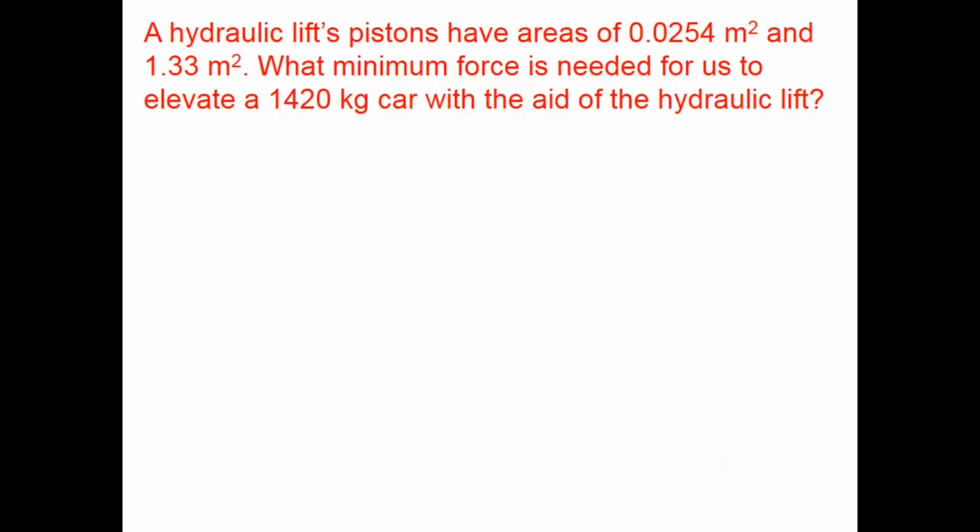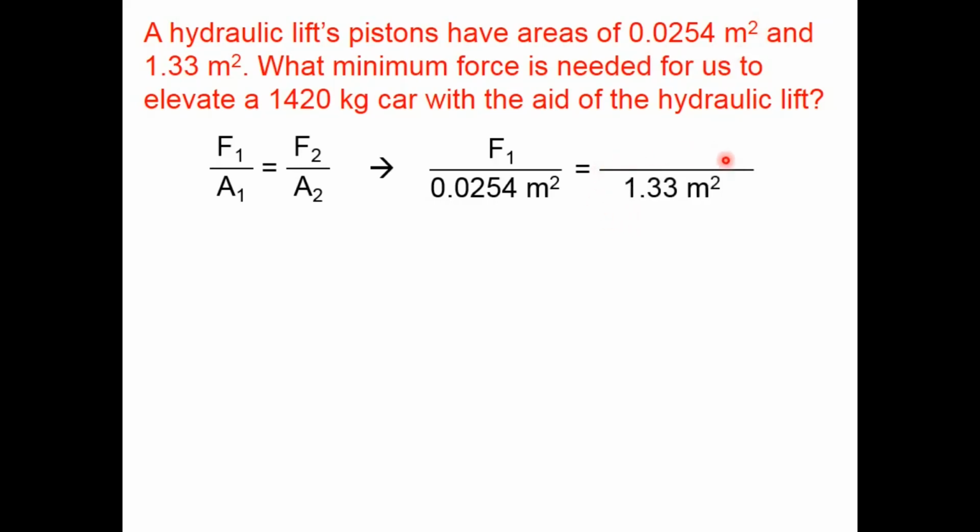So here's our problem. A hydraulic lift's pistons have areas as given. What minimum force is needed for us to elevate a 1,420 kilogram car with the aid of the hydraulic lift? So let's start with this equation that applies for hydraulic lifts. Let's put in the numbers that we know. The area of one of the pistons is 0.0254 square meters. The other area is 1.33 square meters. And we need to put this force number 2 up here. That force is not 1420, but is rather 1420 times g, because this 1420 is simply the mass of the car, it's not the weight, and we need the weight of the car.